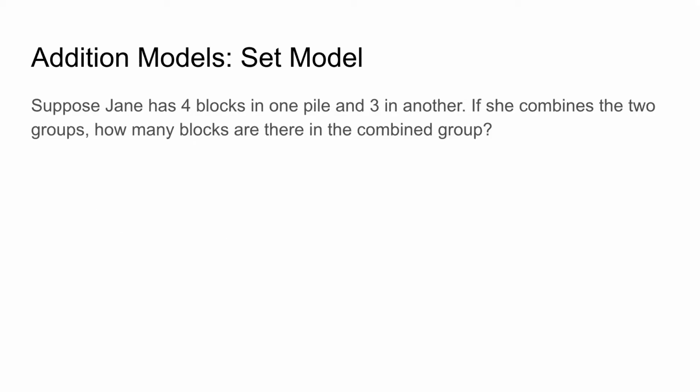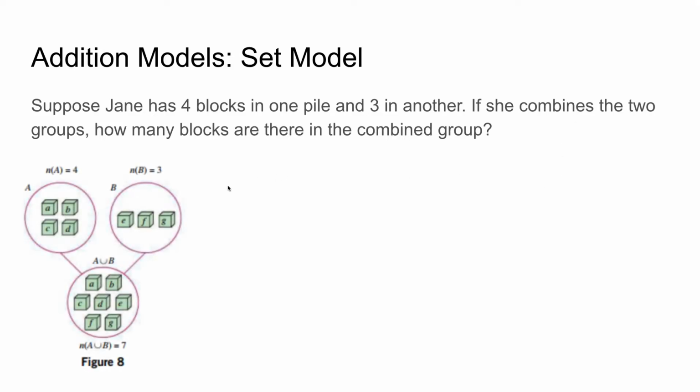Okay, so the first model that we're gonna see is the set model. So you have one set and two sets. You're gonna combine them together. Then you're gonna have one whole set, right? So that is a set model. Here is one example. Suppose Jane has 4 blocks in one pile and 3 in another. Can you imagine the picture of one pile of 4 blocks and 3 in another, just like this. So 4 blocks in one pile, or one set, and 3 in another set.